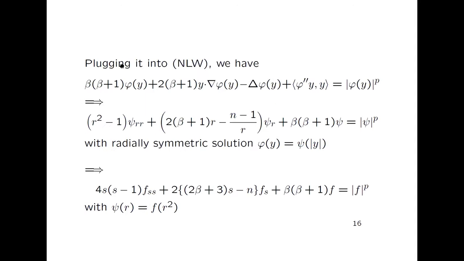Just plugging it into NLW, we have the equation for phi. This is just elementary calculus. We list this equation. Let's restrict our consideration to radially symmetric functions, which is a usual strategy. If general functions are too wide to consider, it is sometimes useful to restrict our situation to radially symmetric solutions. Then let's assume that phi is a radially symmetric function defined by a one-dimensional function psi.